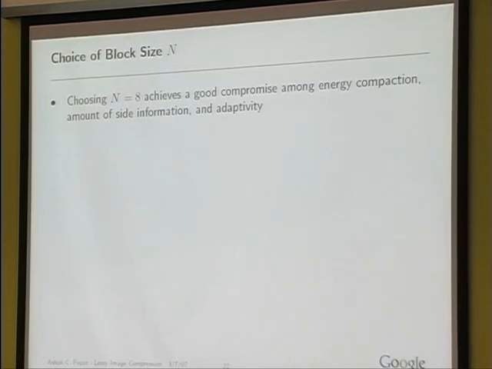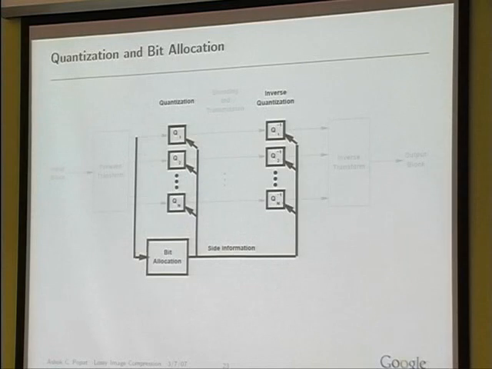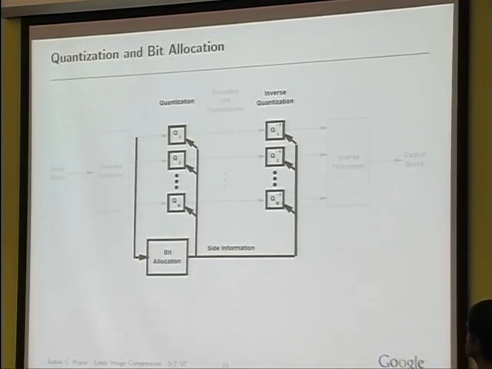So choosing n equals 8 seems to achieve a good compromise. So JPEG uses that, and other techniques, I guess, could use that also. OK, let's talk about once we have the transform coefficients. Let's say we've done a good job with our transform. Now what do we do?